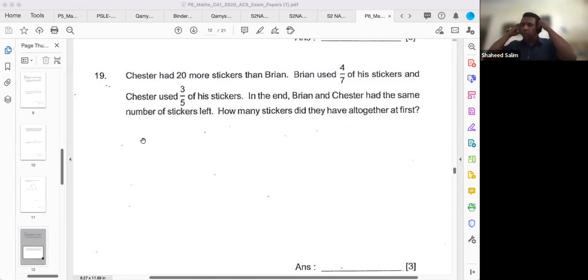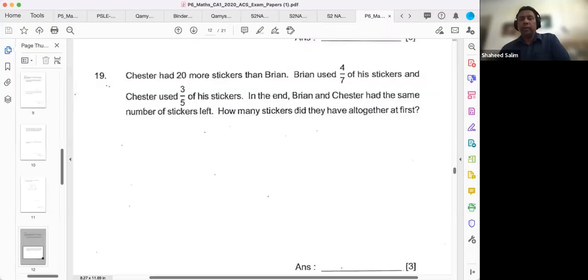Maybe you can show me your model. Can you show me your model? Let me check whether your model is correct. If your model is wrong, the whole thing is wrong. Oh, the model doesn't show. It doesn't show. Okay, come. Okay, you look at my model.